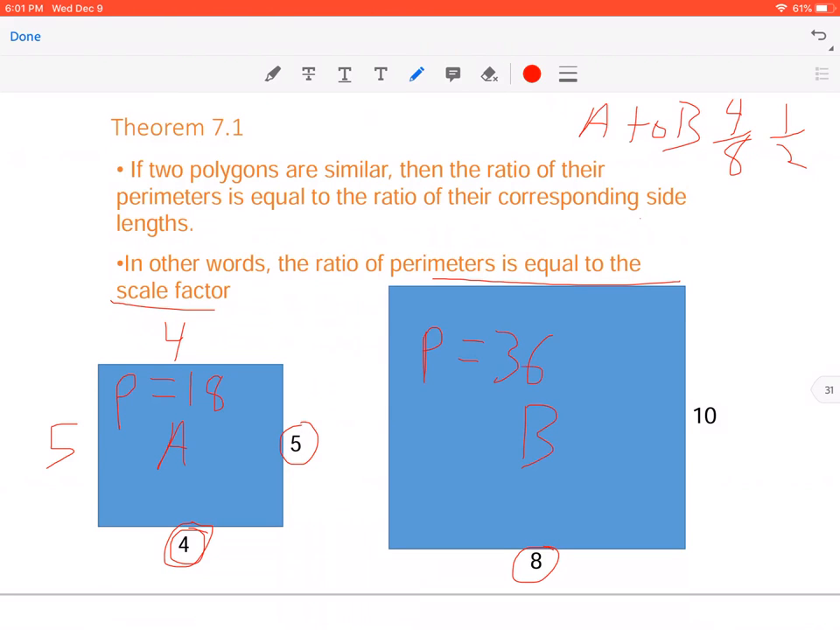Let's see if that's true. If this side is 10, that side's 10. If this bottom piece is 8, the top piece is 8. 10 plus 10 is 20. 8 plus 8 is 16. 20 plus 16 is 36.